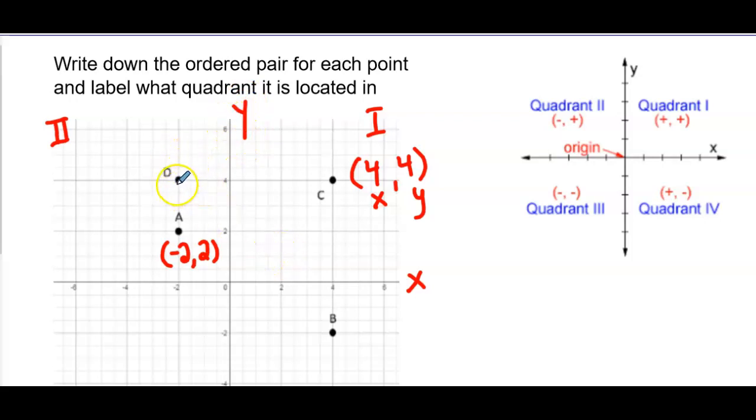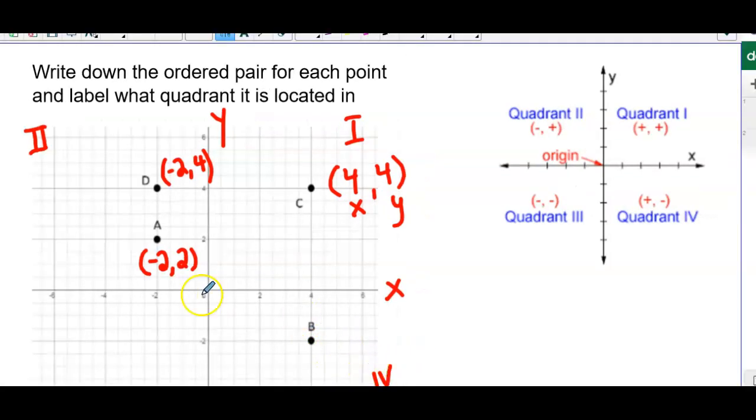All right, so for point D, our x value is negative 2, and our y value is 4. And then for point B, this is over here in quadrant 4. We did not have anything in quadrant 3.